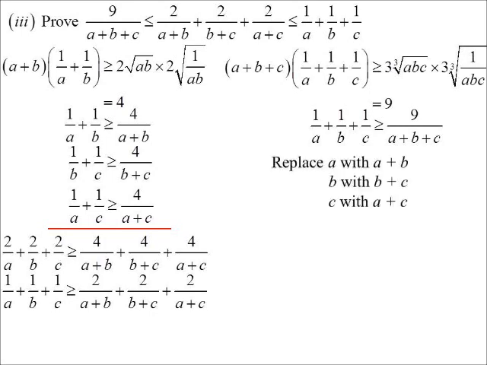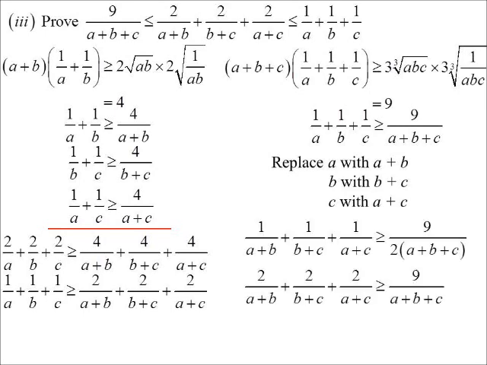So I'll just do this. a, b and c are just pronumerals. So I'll replace a with a plus b, I'll replace b with b plus c, and I'll replace c with a plus c. Okay? Now I get 1 on a plus b plus 1 on b plus c plus 1 on a plus c is greater than or equal to 9 on 2 lots of a plus b plus c. Well, multiply both sides by 2, I now have the required result.